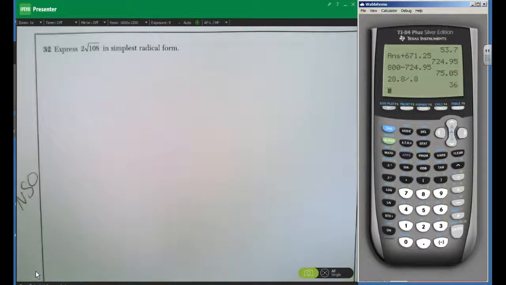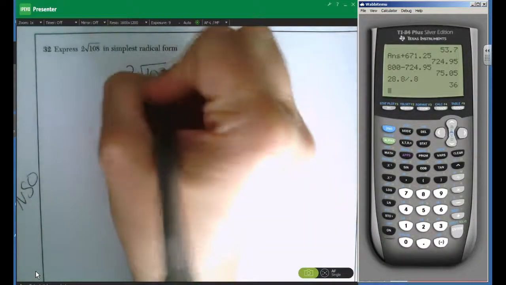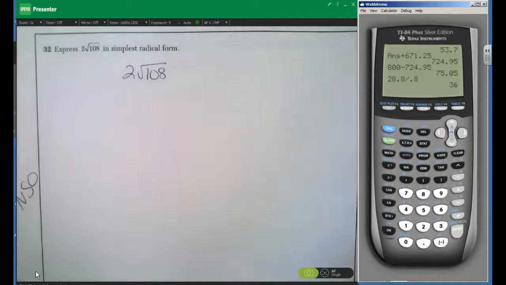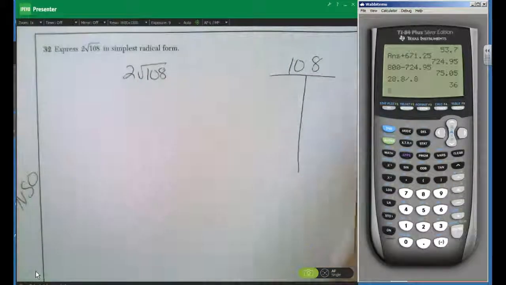So far there have been 3 or 4 radical questions on the past test, so it's good to know. Here it has 2 square roots of 108, and it wants us to do it in simplest radical form. I'm going to show you my trick for how to make it in simplest radical form.